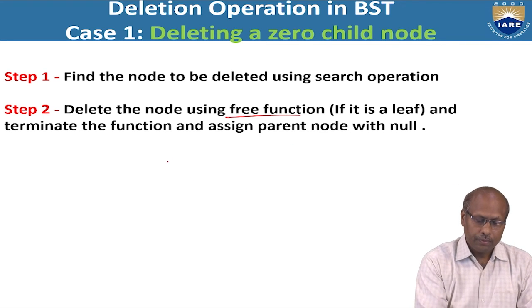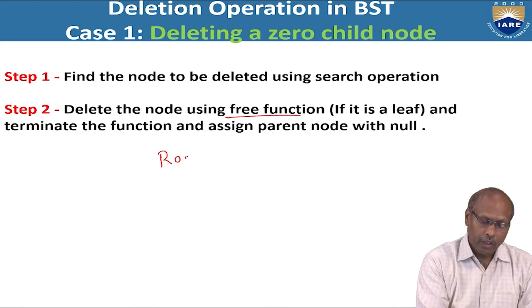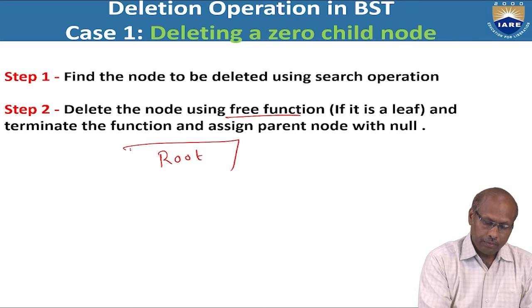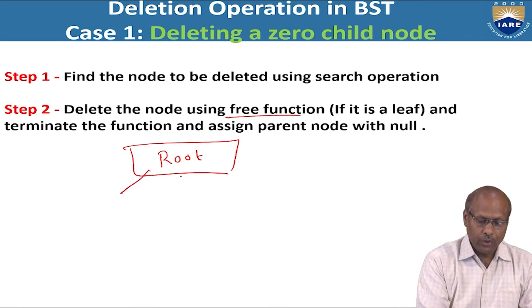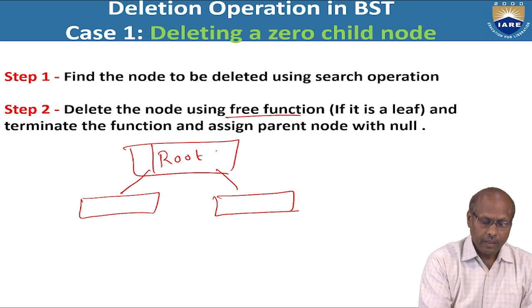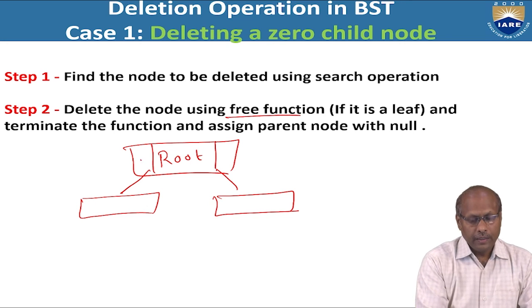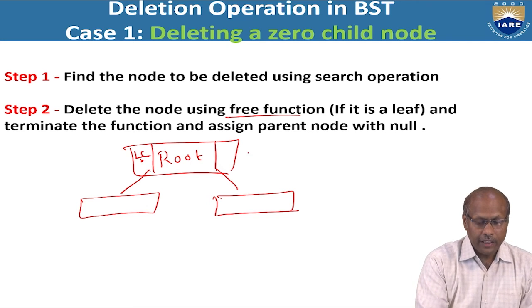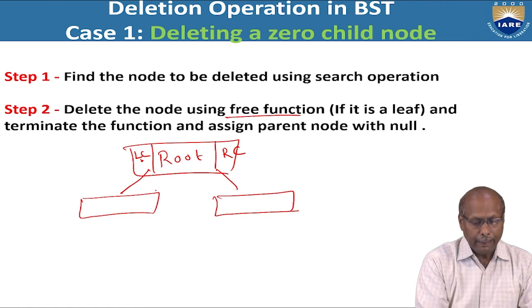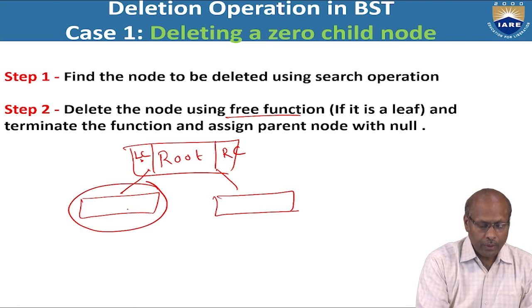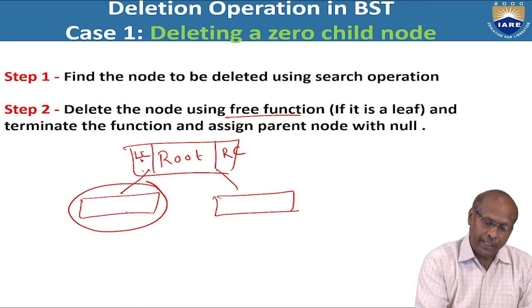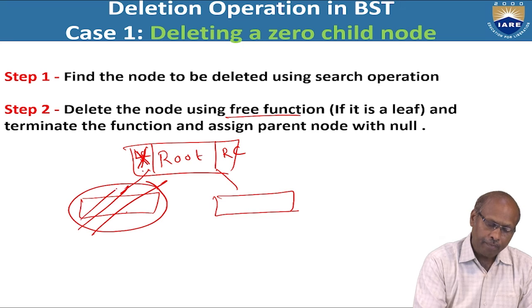After freeing the node, assume always the root node will have 2 children, left child and right child, or any node. This is my left, LC, this is my RC. LC always holds the address of the left child. If you want to delete this node, then go to its corresponding pointer and put a null value, and free this area.